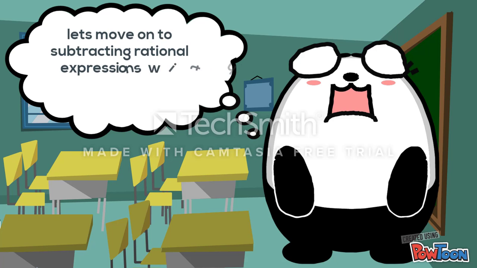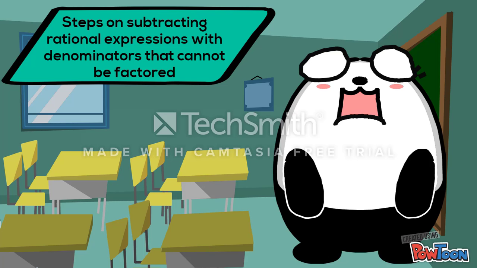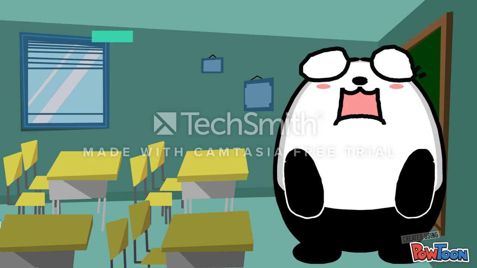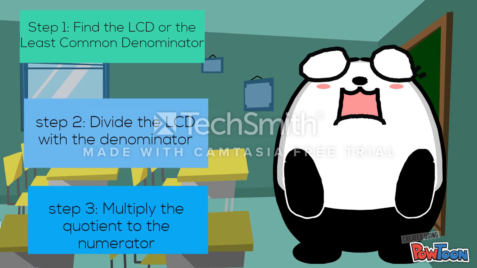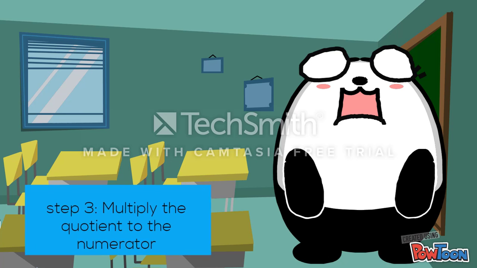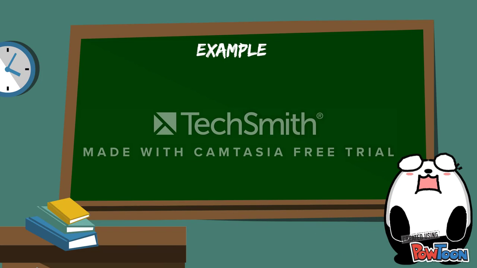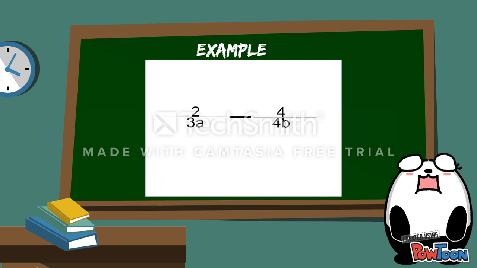Let's move on to subtracting rational expressions with denominators that cannot be factored. Here are the steps in finding the difference. First, find the LCD or the least common denominator. Second, divide the LCD with the denominator. And third, multiply the quotient to the numerator. And fourth, subtract the numerators and keep the LCD. And the last step, simplify if possible. Here's an example on how to solve rational expressions with different denominators that cannot be factored. The given is 2 over 3a subtracted to 4 over 4b.